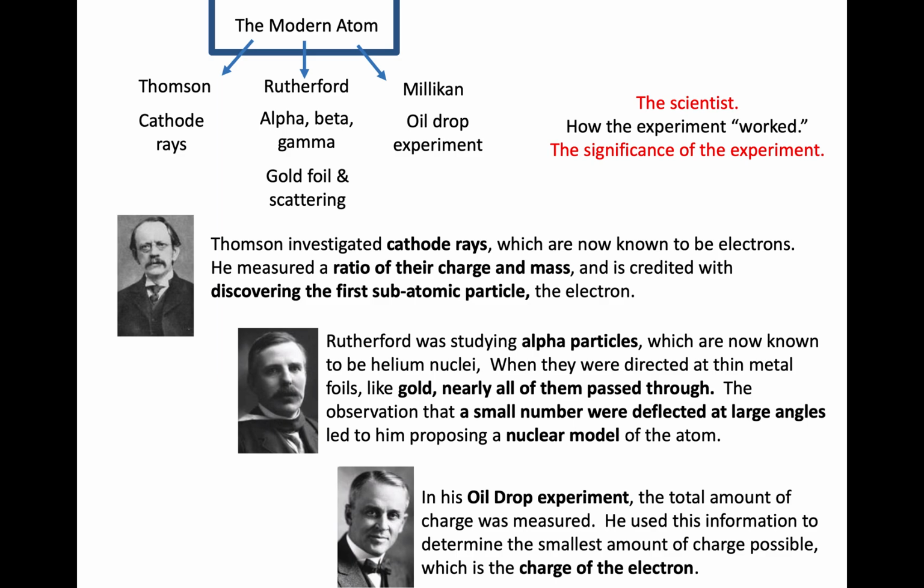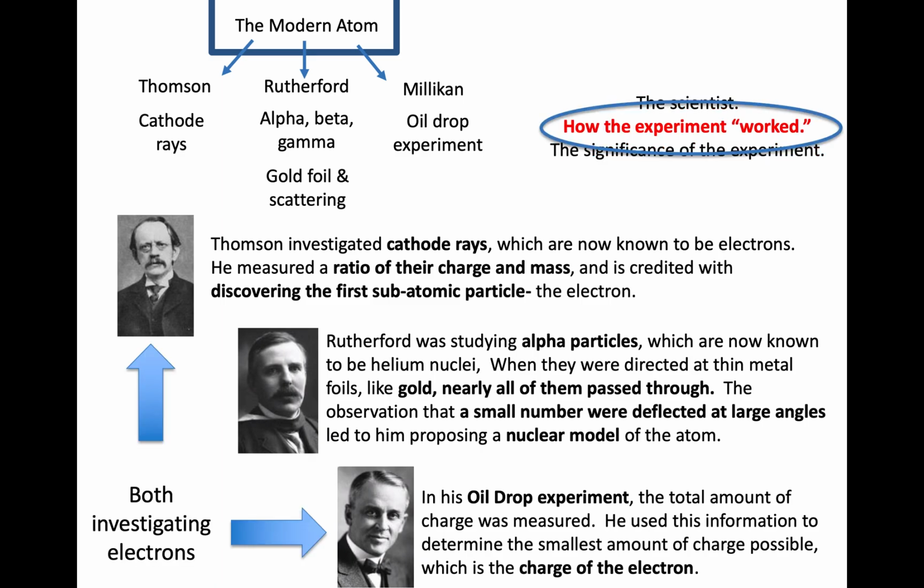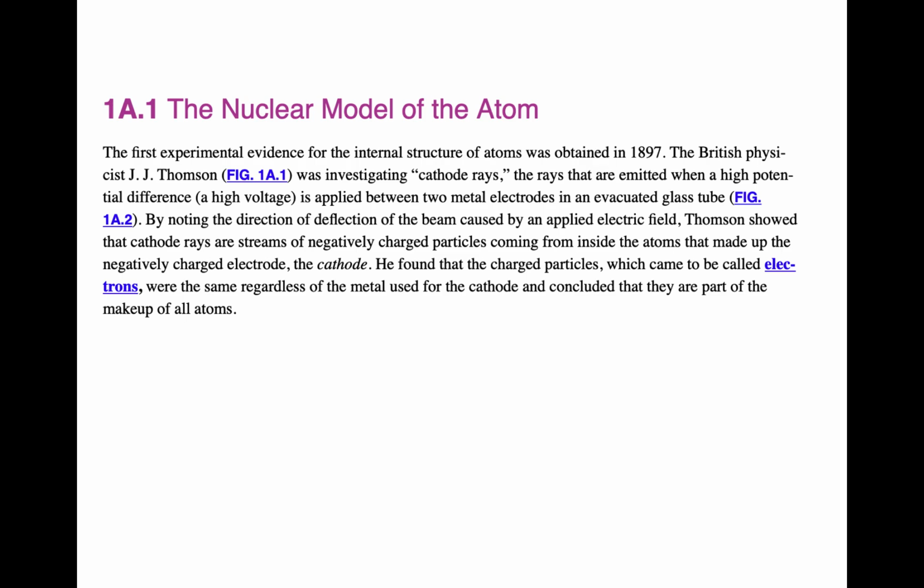So on the screen here, these are the different scientists and the significance of their experiments. Two of them were investigating electrons, both J.J. Thomson and Robert Millikan. So in this video, let's look more closely at how their experiments worked.